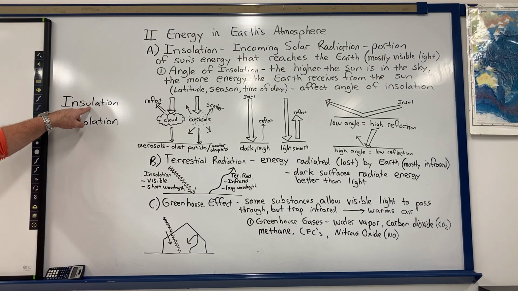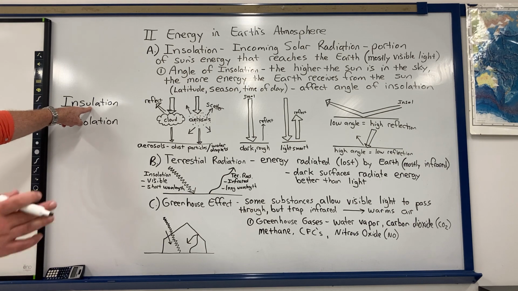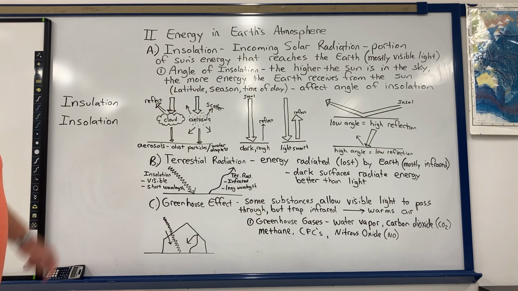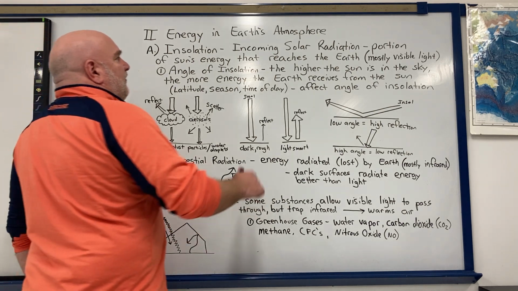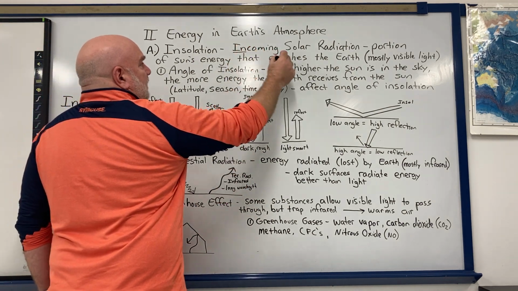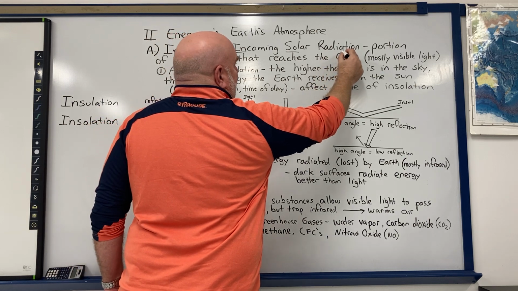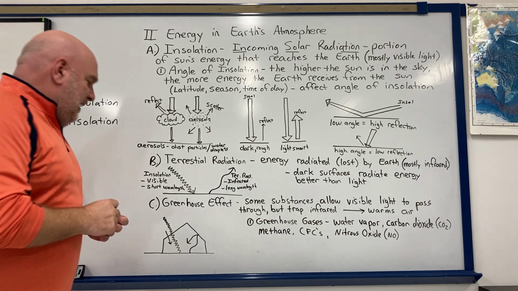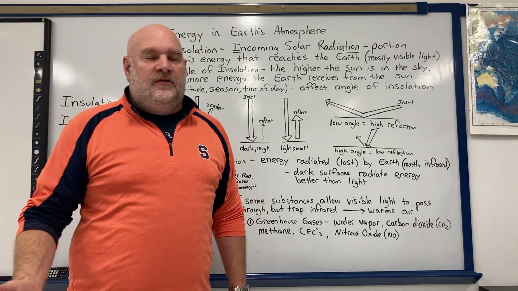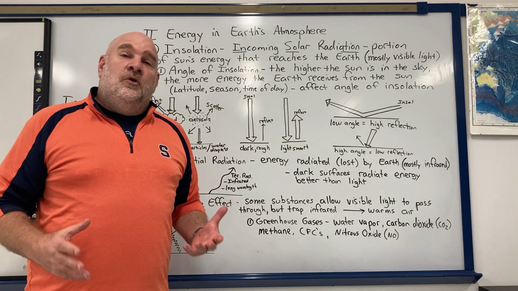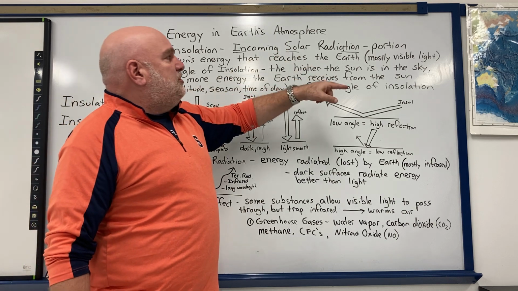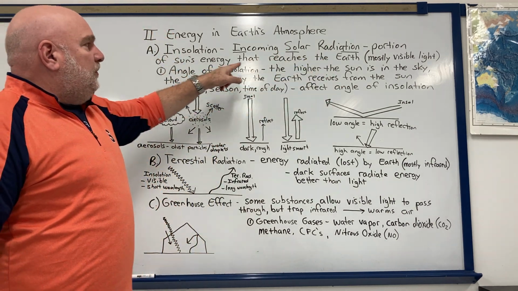Insulation with a U is the stuff that you put in the walls of your house to keep it warm. Insolation with an O is what we're talking about today. Insolation with an O stands for incoming solar radiation. So basically it's sunlight. So the Earth's surface gets most of its energy from sunlight. Insolation, incoming solar radiation, is the portion of the sun's energy that reaches the Earth.